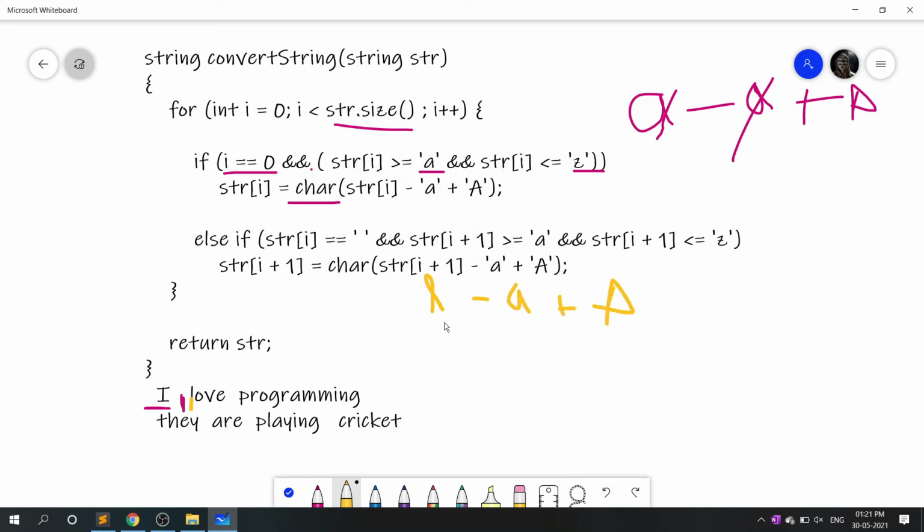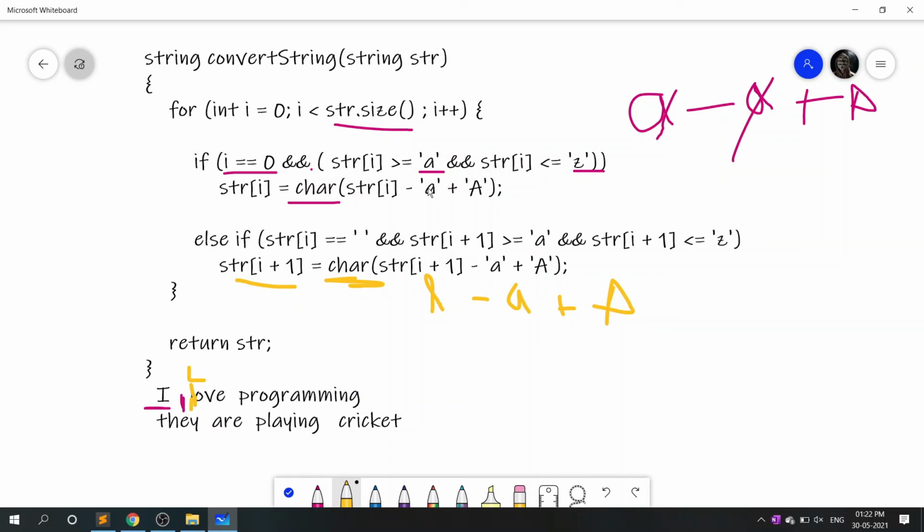What is happening is that the ASCII values of these two get subtracted, and then the result is added to the ASCII value of capital A. So ultimately we get one integer. This integer is converted into a character, so we get the character for that ASCII code, and it is stored at i plus 1. Right now we are at the blank space, but I am storing the converted capital letter at i plus 1. It means I am storing this converted capital over here, not over here, right? So this condition has been dealt with.